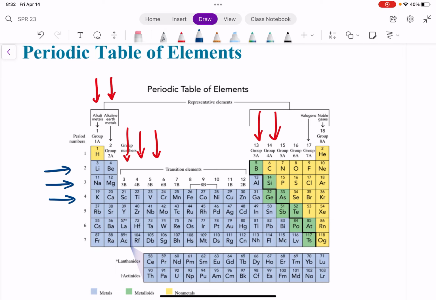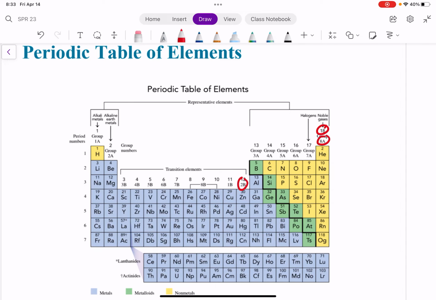Okay, so there are 7 periods, and there's a weird kind of numbering system for groups, but there's a method to our madness, and we'll talk about it. There are 18 total groups, if you're going by one grouping system. And then there's another grouping system that has this A-B system, and it looks kind of complicated, but I promise it'll make more sense.